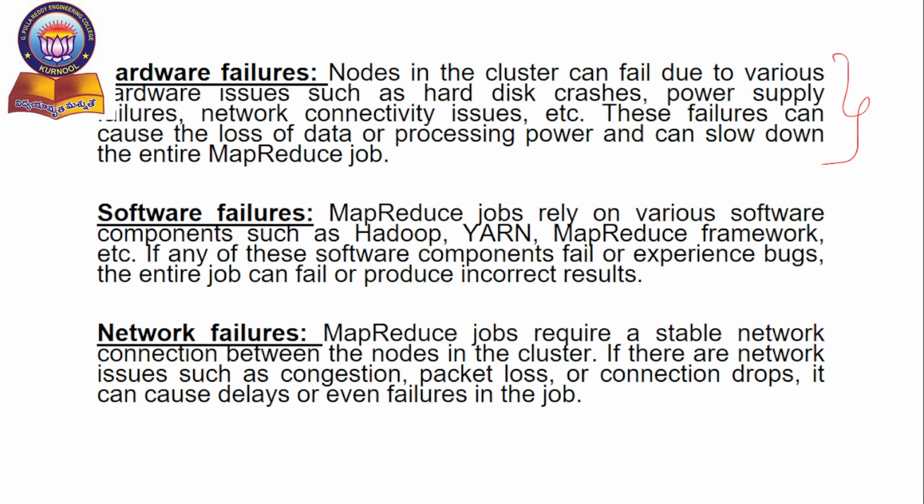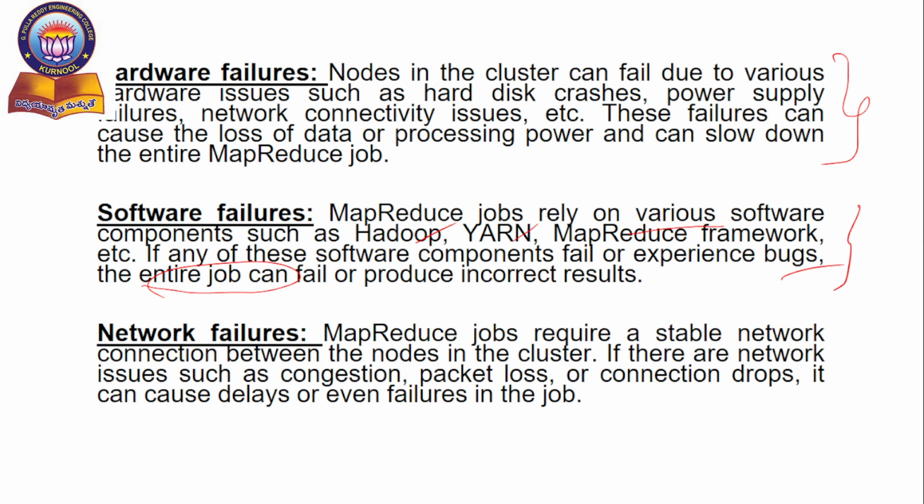The next one is software failures. MapReduce jobs rely on various software components such as Hadoop, Yarn, the MapReduce framework, etc. If any of these software components fail or experience some bugs, then the entire job can fail or produce incorrect results. So software failures may generate data even though there are failures, but the data may not be the exact data that you expect. So this is one kind of failure, software failure.